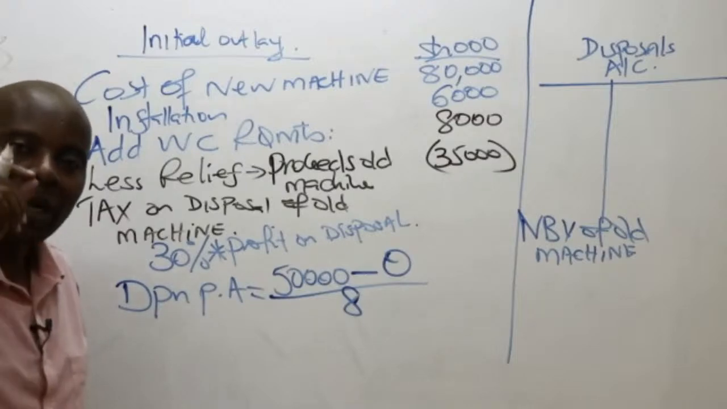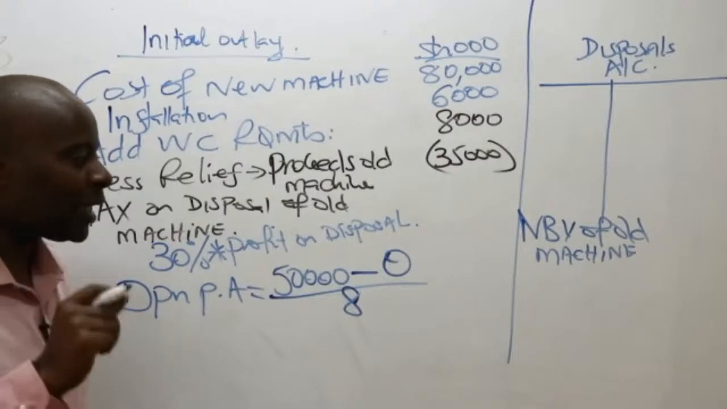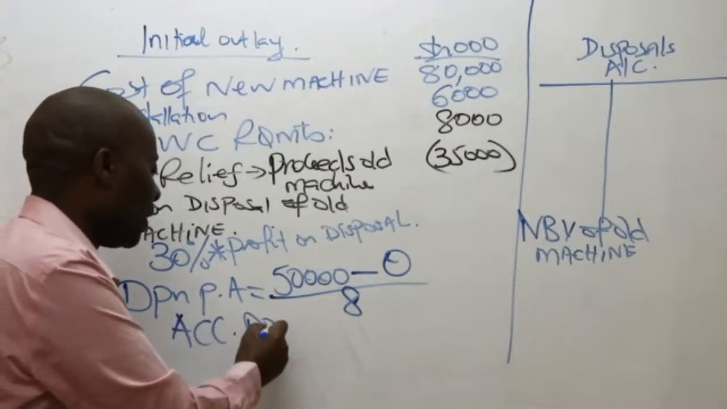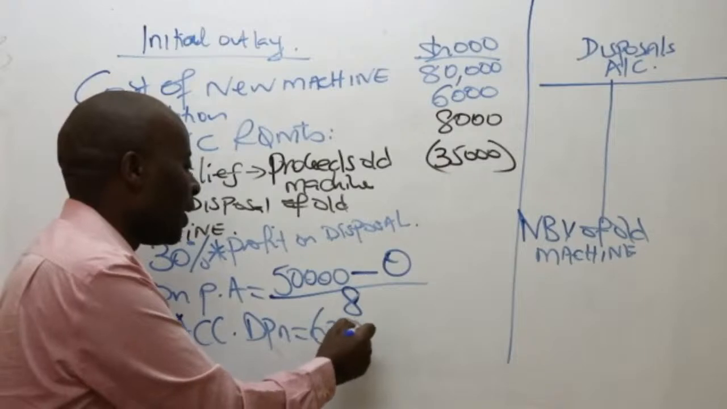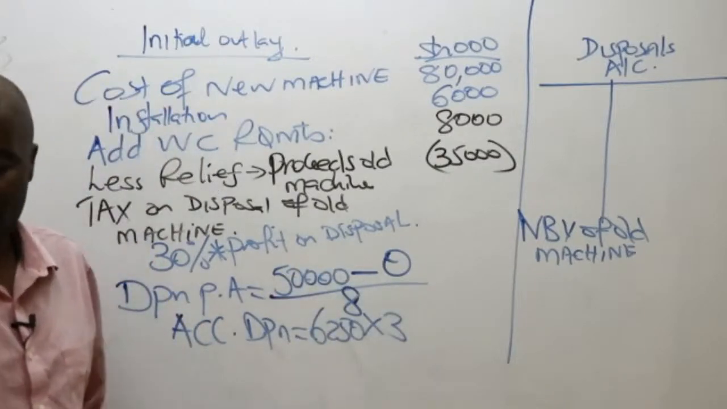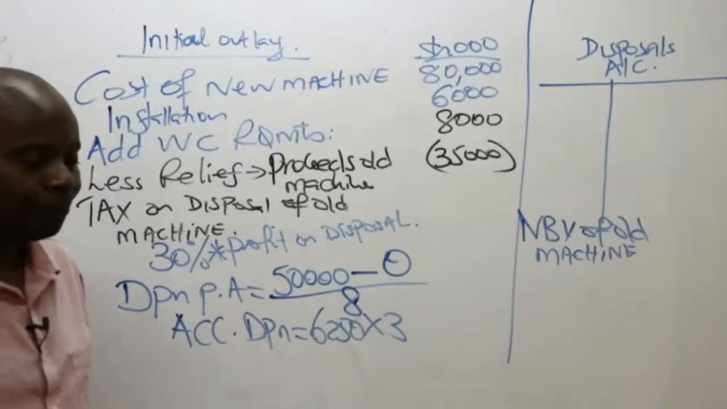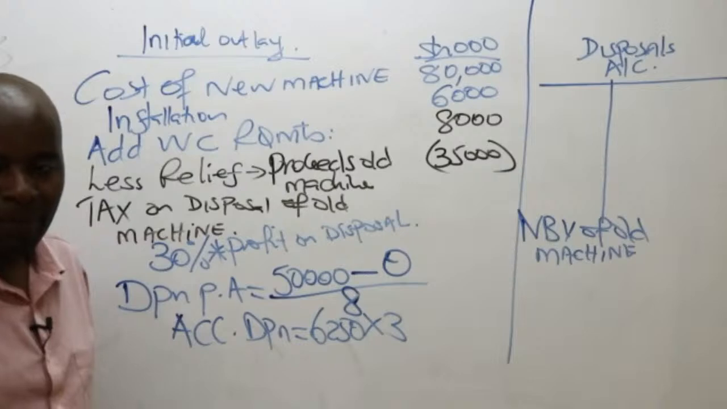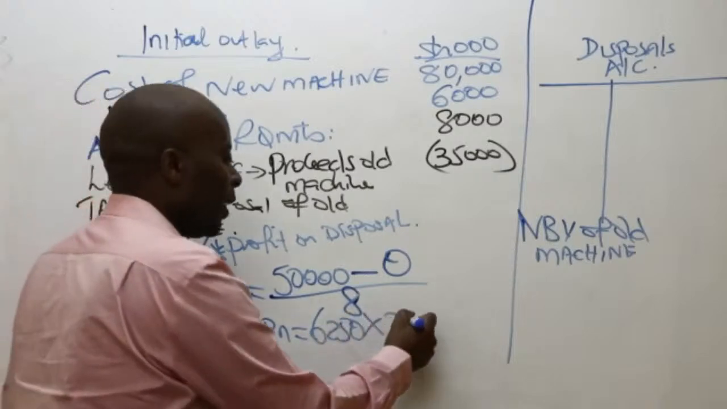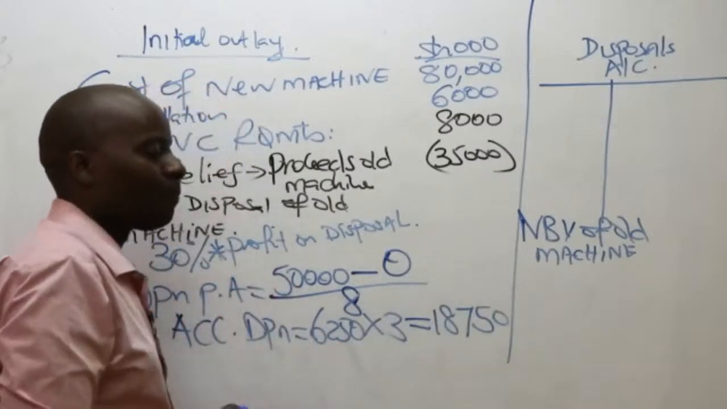6250. But you see, I want total depreciation. I want the accumulated depreciation. So I will talk about the 6250 times how many years have lapsed? 3 years. Times 3 years, 6250 times 3 years gives us what figure? 18,750 is the total value lost.